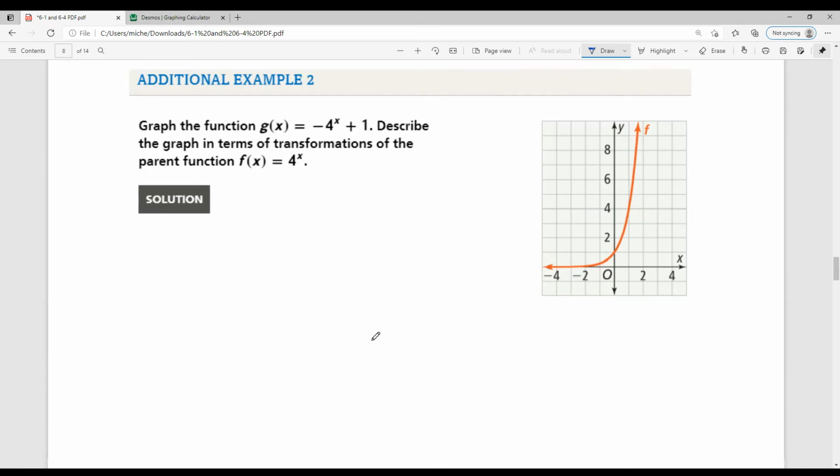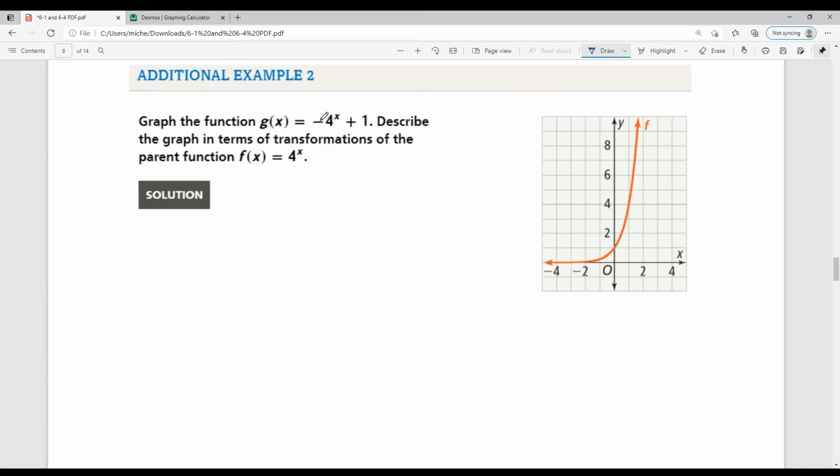Here's another example. Here we have another function. How does it compare? Well, I see that there's a plus 1, and it is not in the exponent's place. It is a constant that's being added, so everything is going to be shifting up 1. So the horizontal asymptote that was right here now is going to shift up 1 unit. And then the negative is going to reflect across the x-axis.